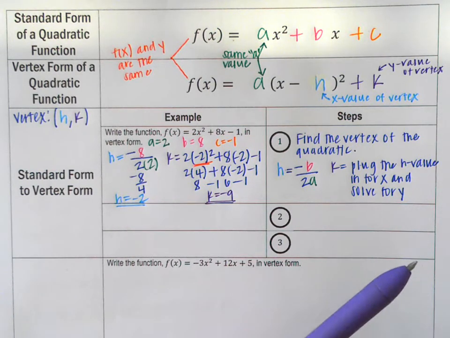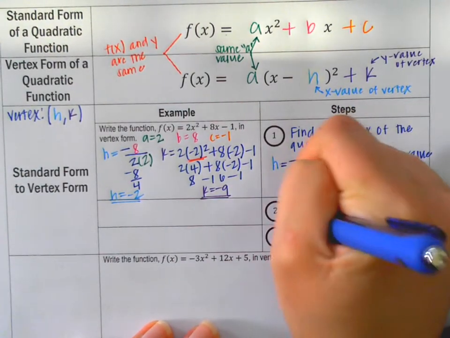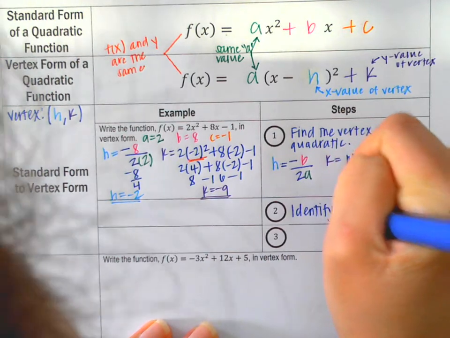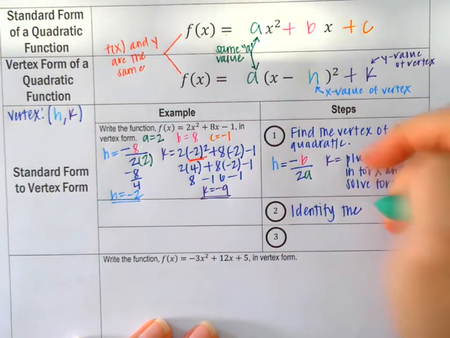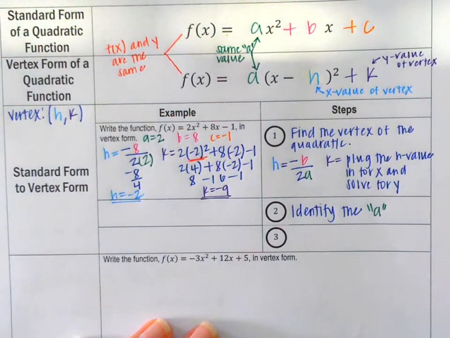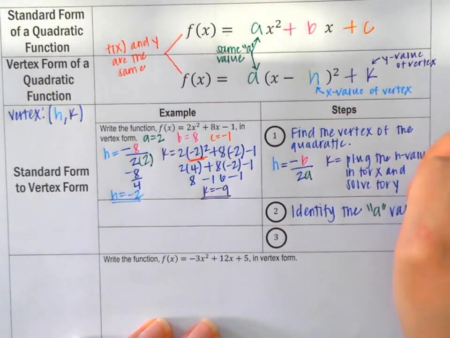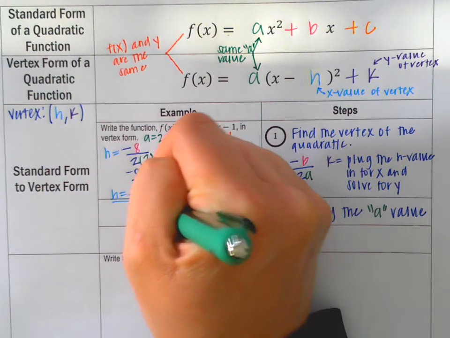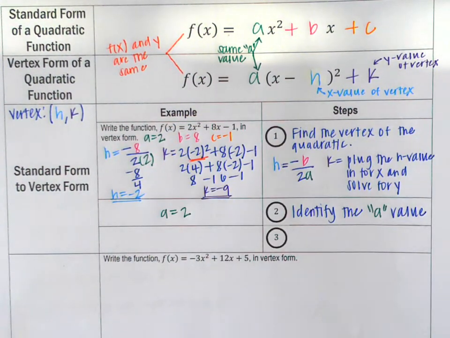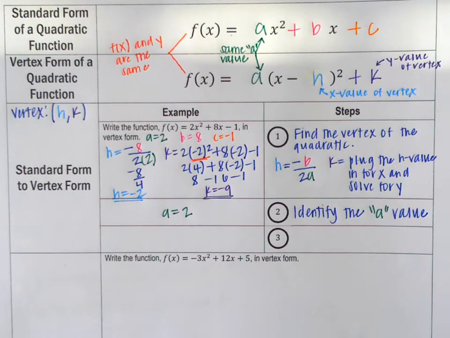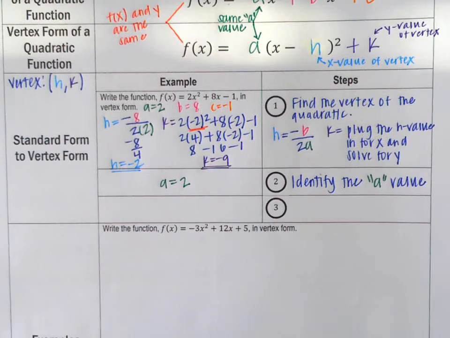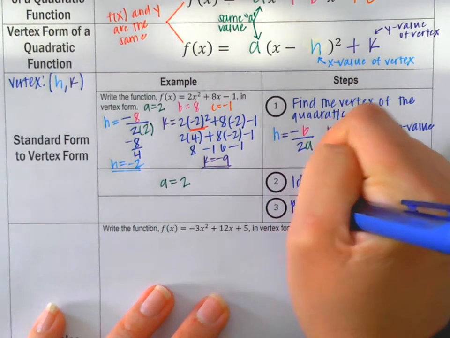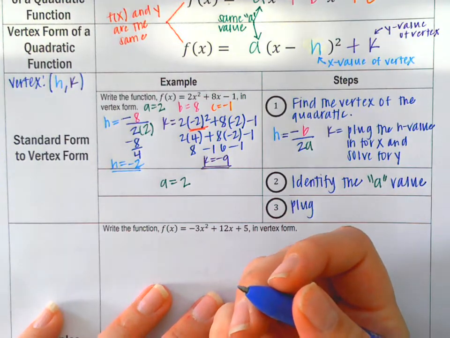Then the second step is actually probably the easiest step. The second step is to identify the A value. Like I said, easy step. We already did that. A is equal to 2, so my A value here is 2. And then your last step, and again, it's another easy step, is to plug the H, K, and A into vertex form.